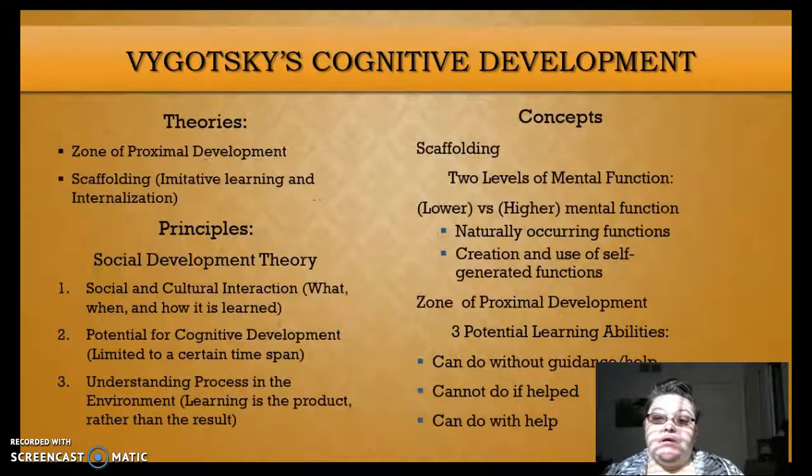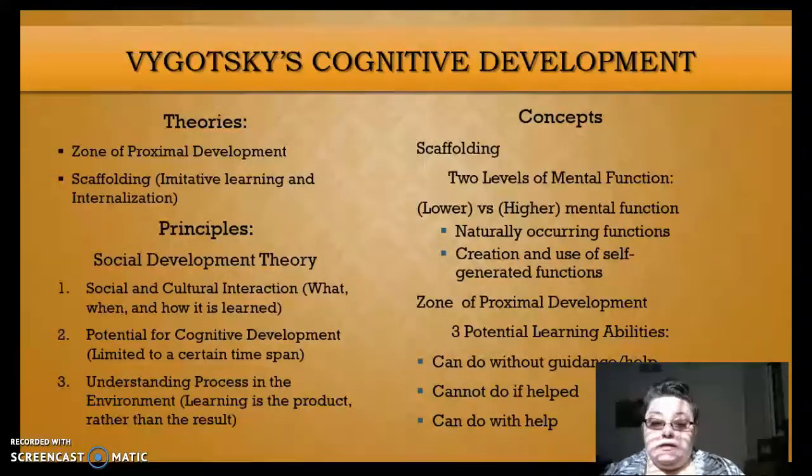Vygotsky's cognitive theories are comprised of scaffolding, which has 2 levels of mental function. The lower level, where the child is born with naturally occurring functions, and the higher level, where the child begins learning, possibly between the ages of 8 to 11, the creation and use of self-generated functions are in effect. Which brings us to the zone of proximal development.